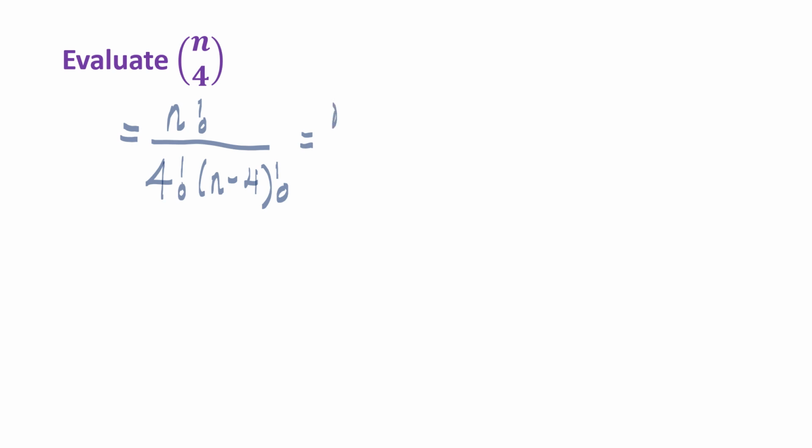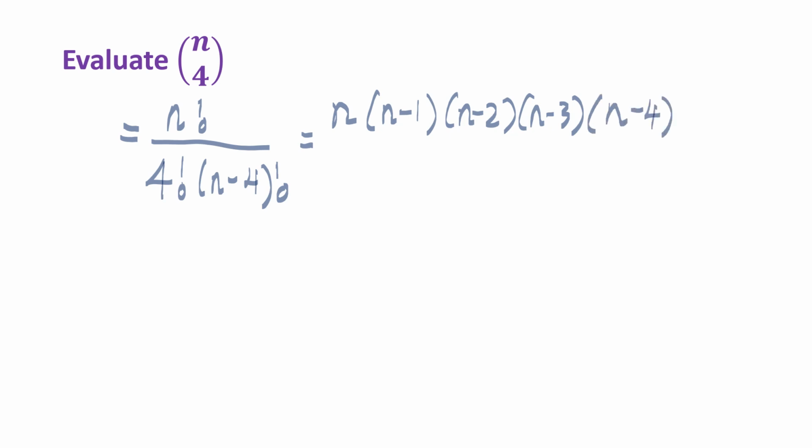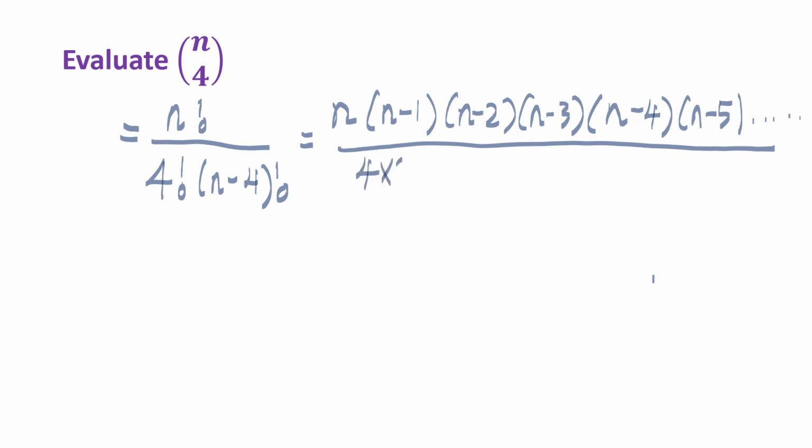It means you start with the number n, followed by n minus 1, followed by n minus 2, followed by n minus 3, followed by n minus 4, followed by n minus 5, and so on and so forth, right? Then over your 4 factorial, which is just 4 times 3 times 2 times 1, right? And then I'm going to leave this n minus 4 factorial alone.